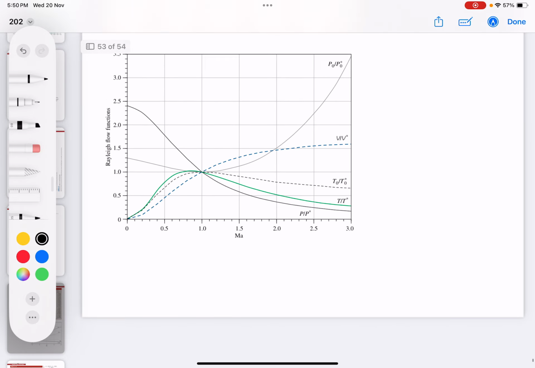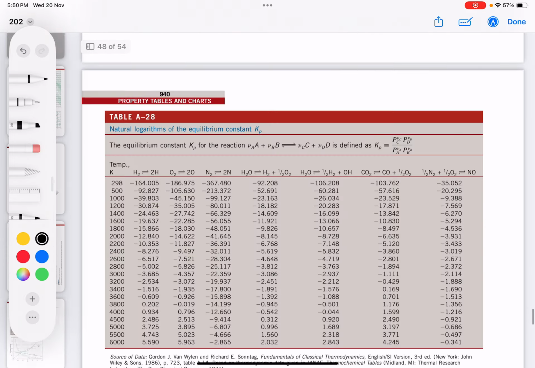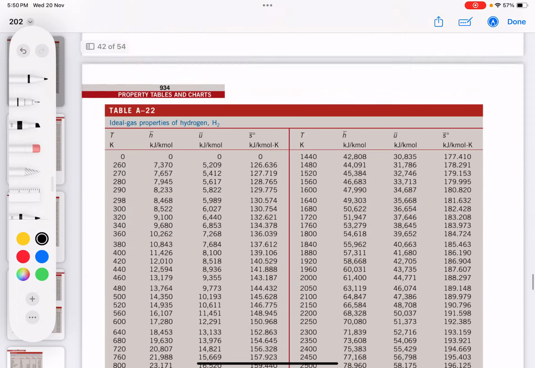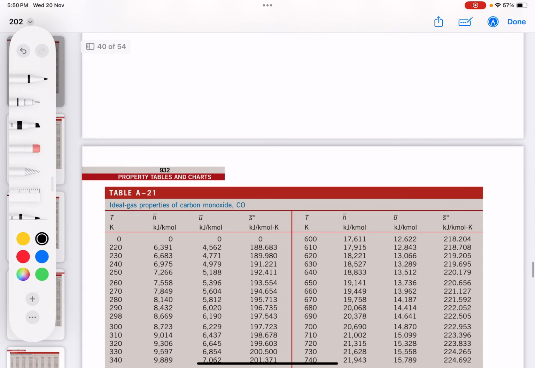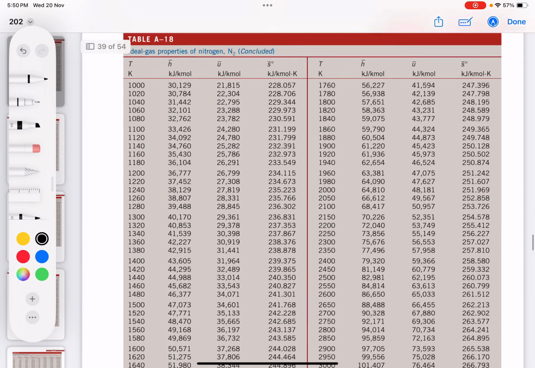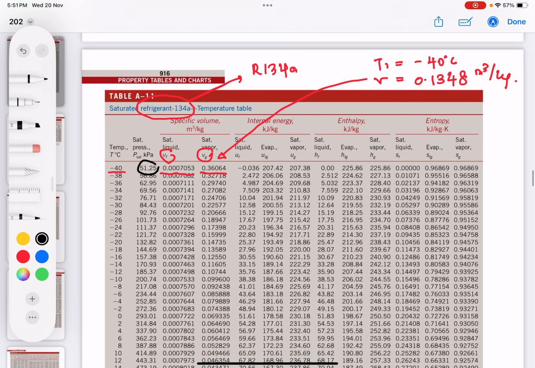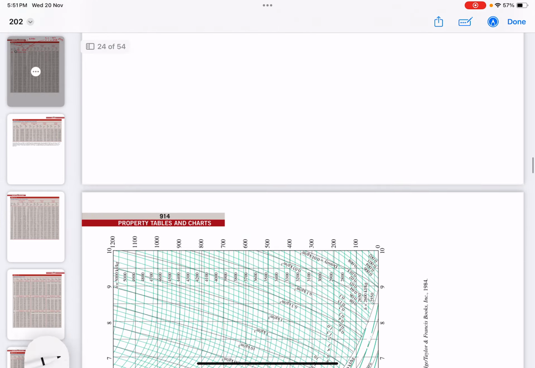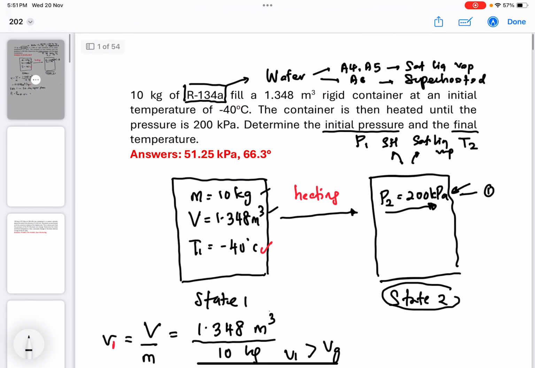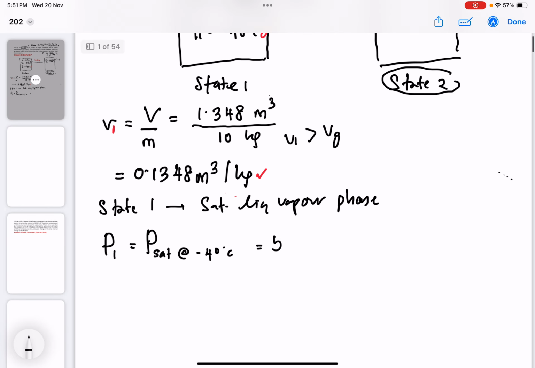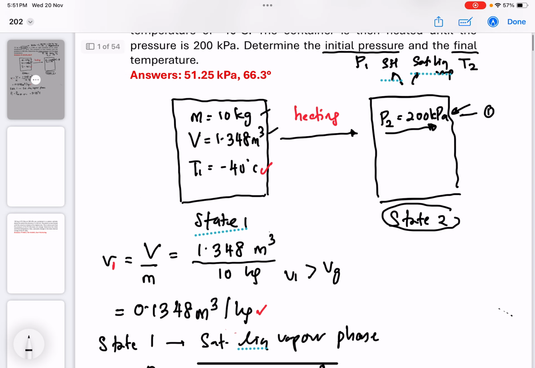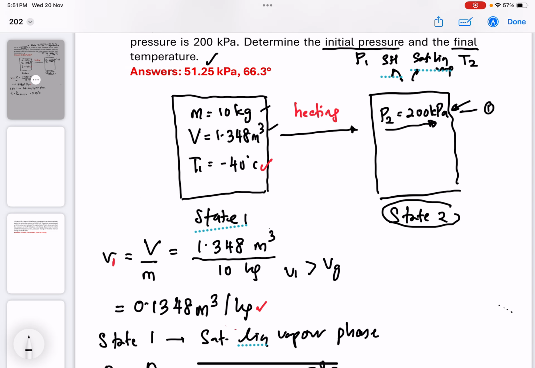Because it was located in the saturated liquid, therefore my pressure for state 1 is going to be, hold on, yeah, 51.25 degrees Celsius. So I can say that my pressure was equal to 51.25 degrees Celsius, which is the correct answer.